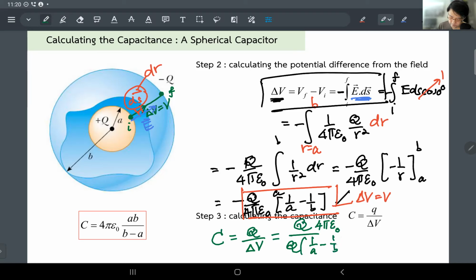There you go. All right, and if you rearrange, Q cancels, eventually you get this final equation describing the capacitance of this spherical capacitor, and you are done. Okay.